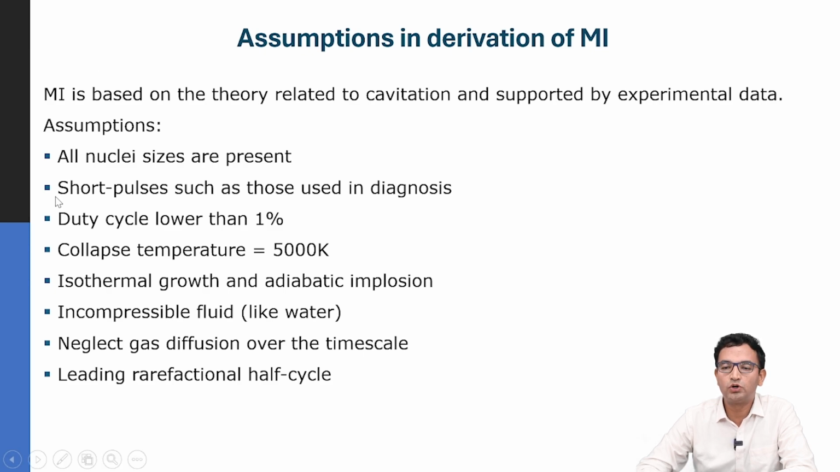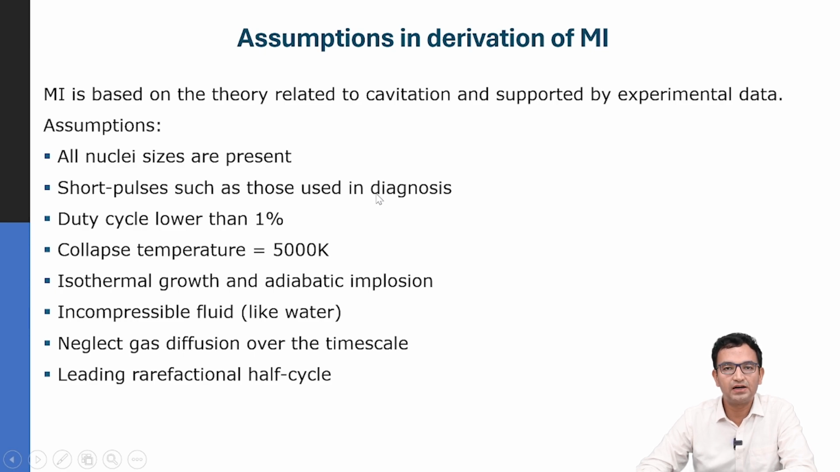So bubbles first grow very sharply and then collapse even more sharply, and that is characteristic of inertial cavitation. Now the cavitation depends on the initial size of the nuclei that is present, and here, for being conservative, for taking all sorts of possibilities into account, we assume that all nuclei sizes are present. Next, this derivation is performed for short pulses such as those used in diagnosis.